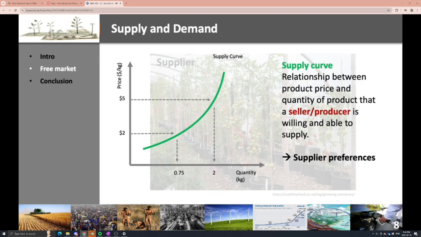If the supplier or the producer only gets a little bit of money for their tomatoes, they will only produce very few and use the rest of their resources for growing something else. If the producers can get a higher price for their tomatoes, they will grow more. The exact number doesn't really matter. It's the general pattern that we're going to look at. So this is the supplier or the producer side. Let's take a look at the buyer or the consumer side.